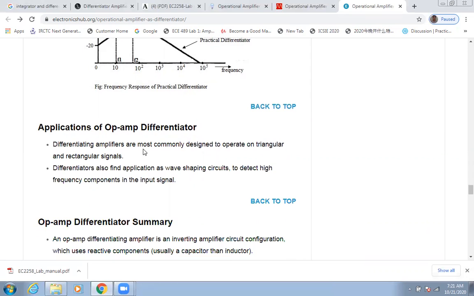Differentiating amplifiers are most commonly designed to operate on triangular and rectangular signals. They also find application as wave shaping circuits to detect high frequency components in the input signal.